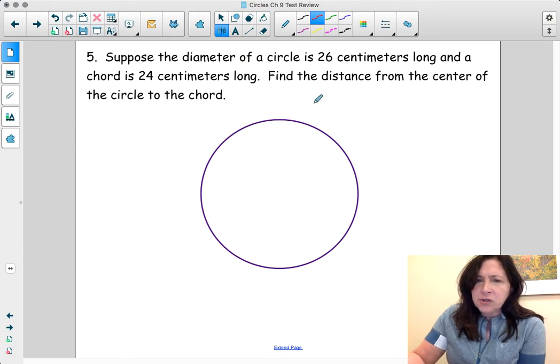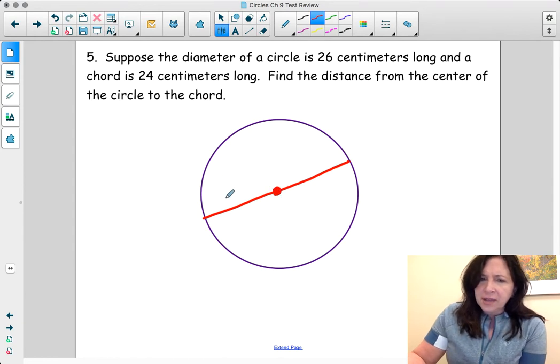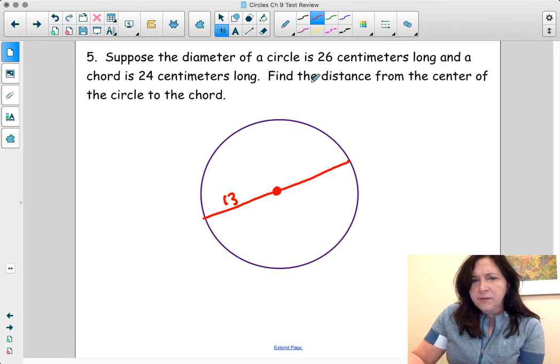Suppose the diameter of a circle is 26 centimeters long. So if it's a diameter, it does go through the center. It going through the center, it has 13 and 13. A chord is 24 centimeters long.